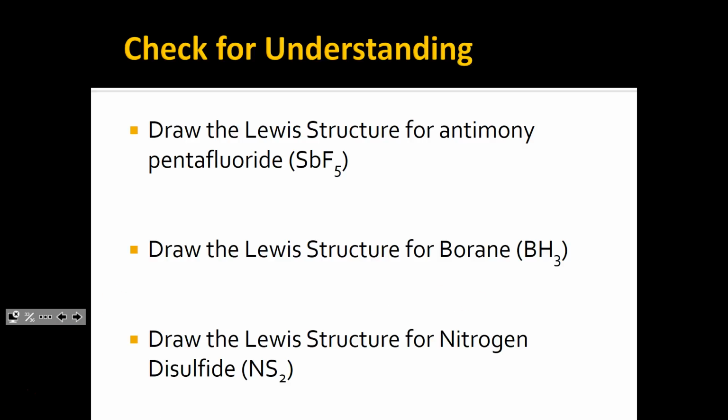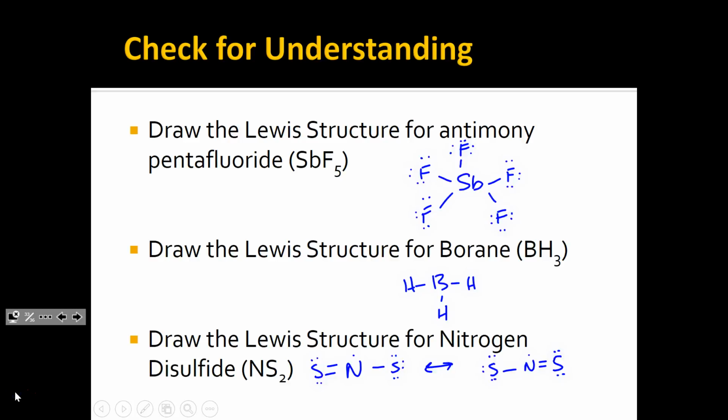Okay, so here are the answers. For the first one, notice that the exception there is the expanded octet. Antimony can have an expanded octet that allows all 5 fluorines to bond. For the second one, the exception is that it has fewer than 8, and that's because boron is happy with 6.